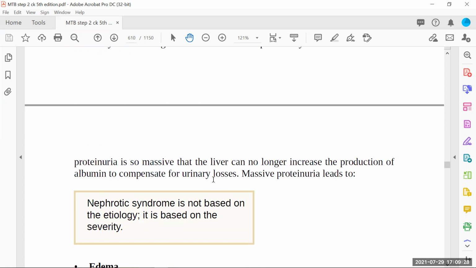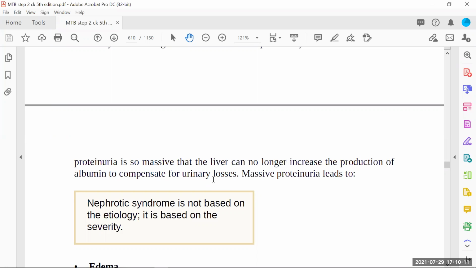Then what will happen? The usual body mechanism is that once we lose protein, maybe because of glomerular damage, I am losing my protein. Then if I'm a normal person, my liver has to work. My liver has to work in such a way that it has to produce more albumin, because albumin is a protein, and that albumin is going to compensate the duty of that protein which is actually lost in the urine. That's normal body physiology. Once we are losing proteins in the urine, the liver has to work a lot. The liver has to produce albumin in order to compensate the protein which we have already lost in the urine.